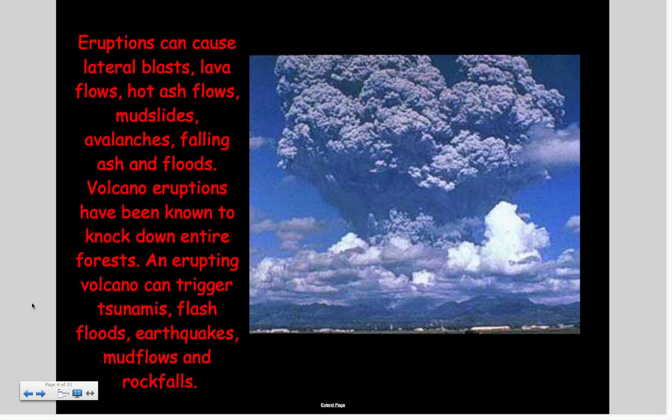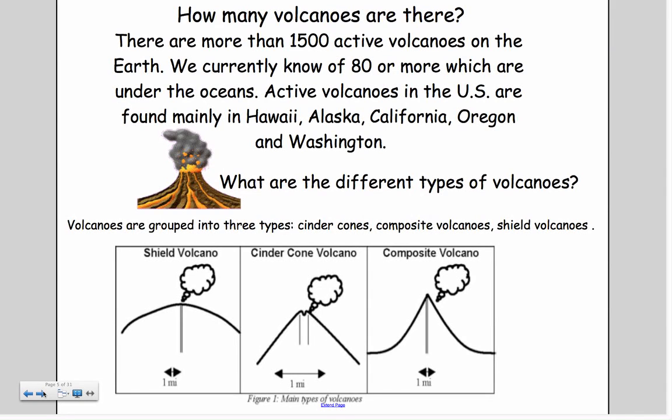Because if you look at the picture to the right, the sudden upswell of heat causes thunderstorms to happen. The shaking, the eruption, can actually cause tsunamis and earthquakes to happen as well.